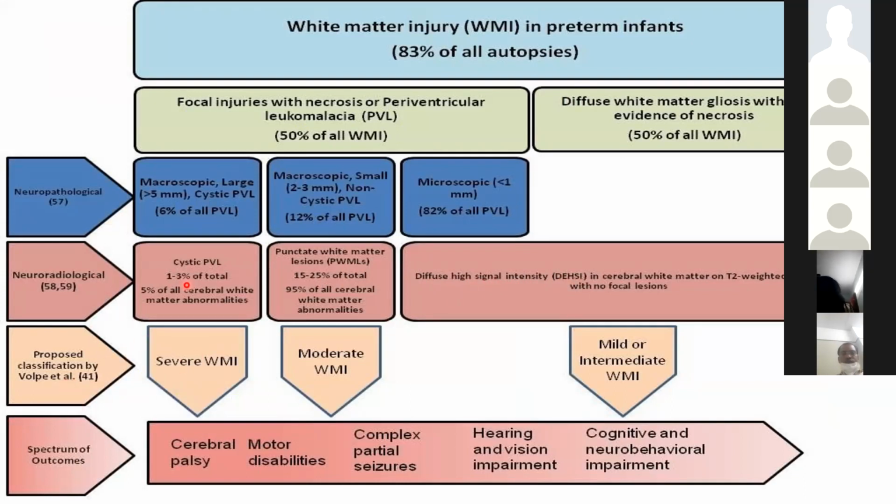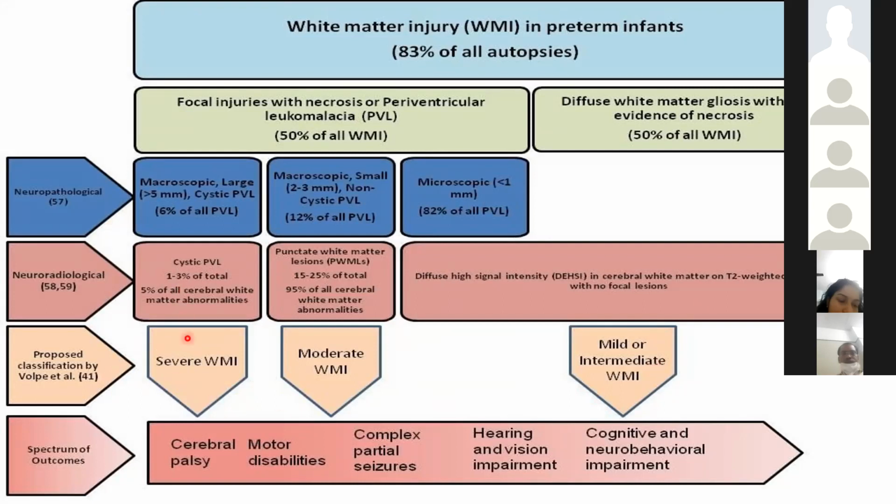Now, this cystic PVL was classified by a group headed by Dr. Volpe. They classified this as severe. They classified the punctate white matter lesions as moderate, and the rest of the lesions were classified as milder. This correlates with the clinical presentation that these preterm infants present with at a later stage.